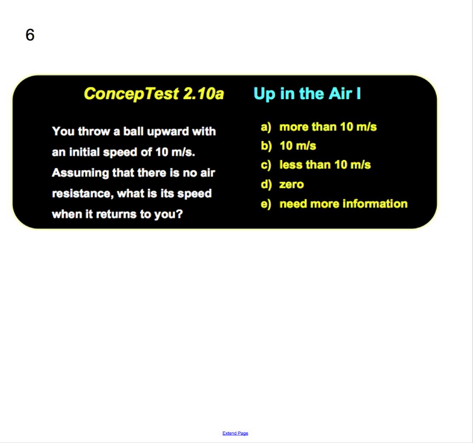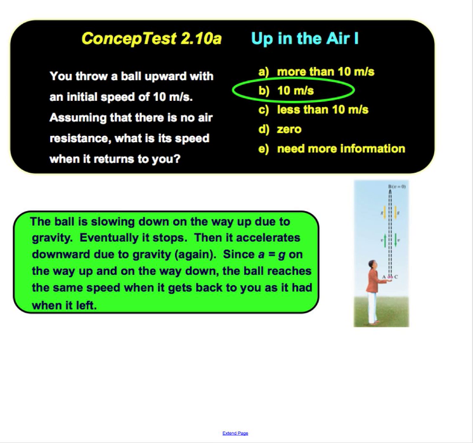You throw a ball straight upward with initial velocity of 10 meters per second, assuming there is no air resistance. What is its speed when it returns to you? Stop the tape and see if you can answer the question. Well, the speed will be the same as when you threw it up, except it will be down, but speed doesn't have direction, so it's just 10 meters per second.